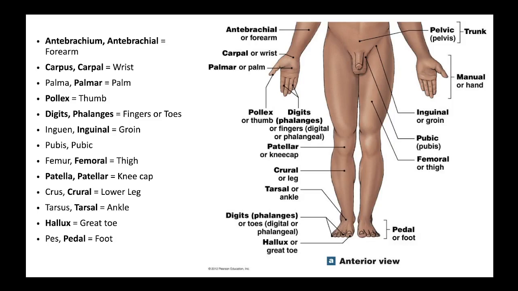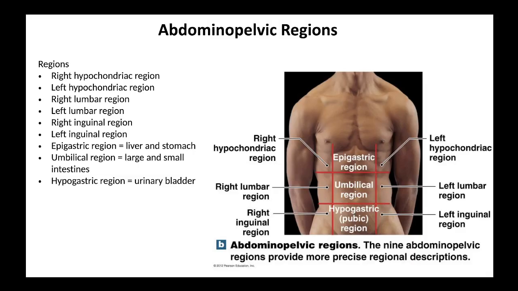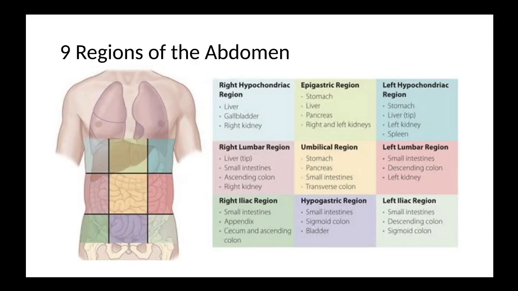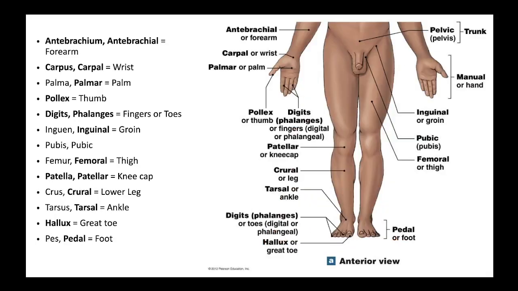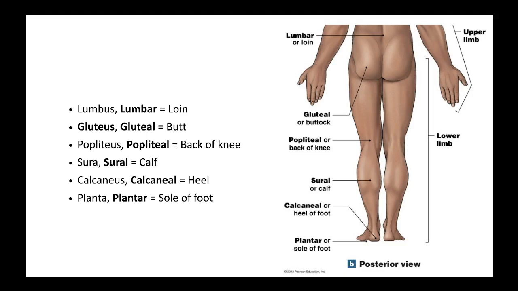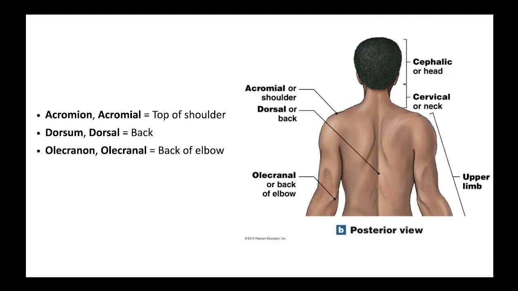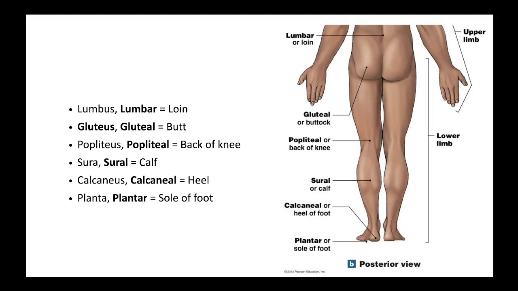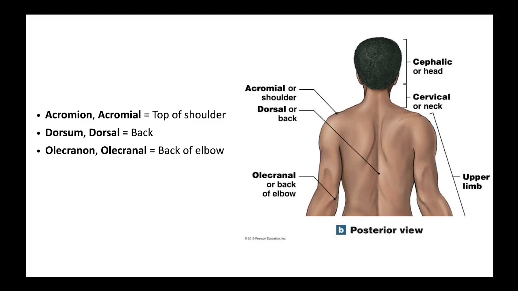Inguinal region, remember we mentioned inguinal region earlier. The left as well as the right inguinal regions. So that's going to be associated with your groin. Pubic region is going to be also your pubis. And then you have your lower appendages, which would be your femoral region. Your patella, which is going to be your kneecap. Crural region. Crural is going to be the front of the leg. And then sural is going to be the back of your calf. So your lower extremity, the front is going to be crural, the back or the calf area is going to be your sural region.